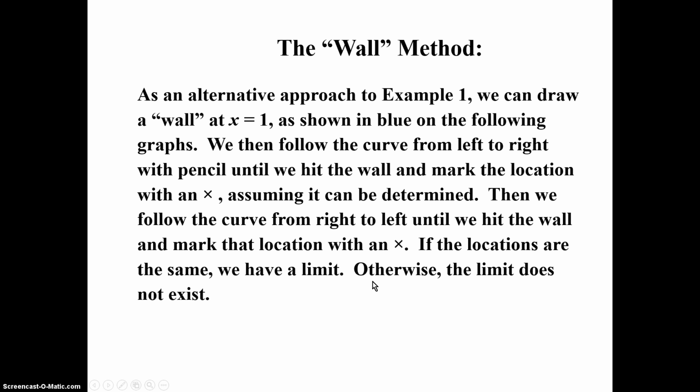Okay. You don't have to copy this down. This is basically the method that I'm teaching you. It's an alternative approach. We can draw a wall at x equals 1 as shown in blue on the following graphs. We then follow the curve from left to right with the pencil until we hit the wall and mark the location with an x, assuming it can be determined. Then we follow the curve from right to left until we hit the wall and mark the location with an x. So in other words, we've been doing this. Again, you don't have to write it down because I think it's a definitely easy method to remember.